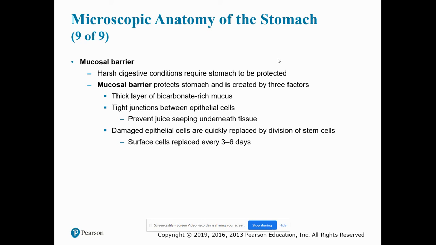You remember tight junctions? We talked about that in AMP1 as well. Tight junctions make those cells snug next to each other, and they're hooked next to each other. We find them in places like the bladder, where we do not want fluid leaking out. The third factor is that damaged epithelial cells are quickly replaced by the division of stem cells. Surface cells are replaced every 3 to 6 days.